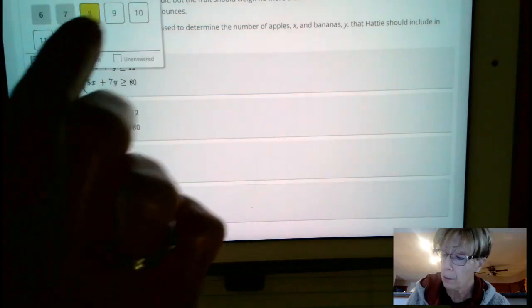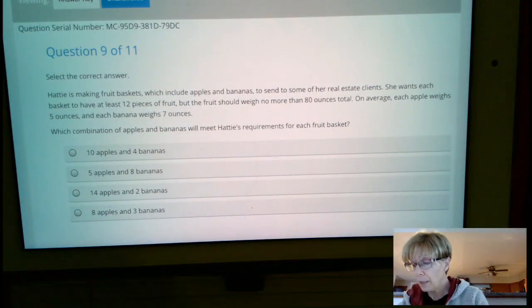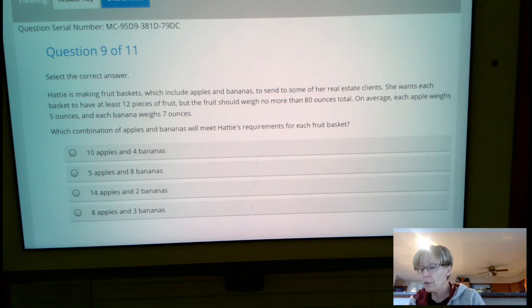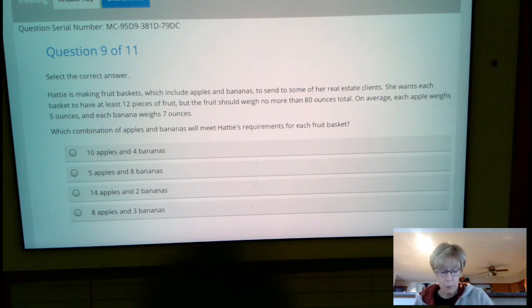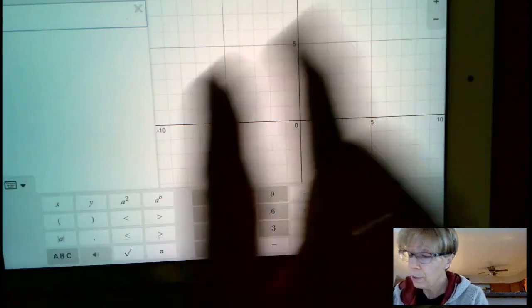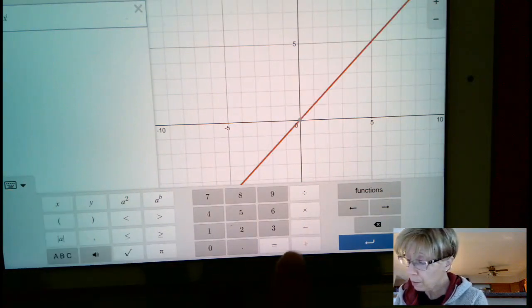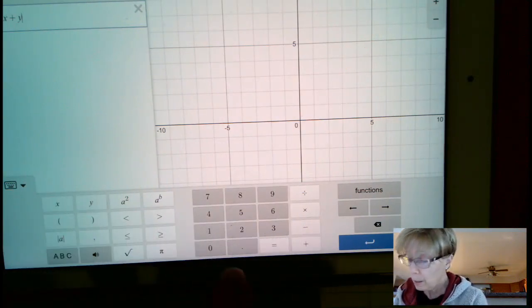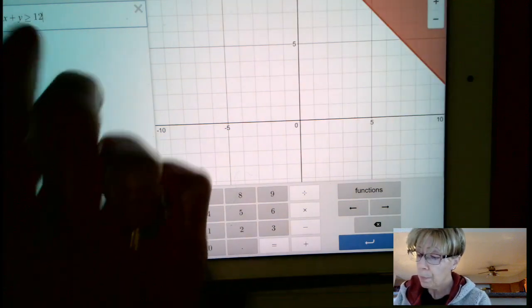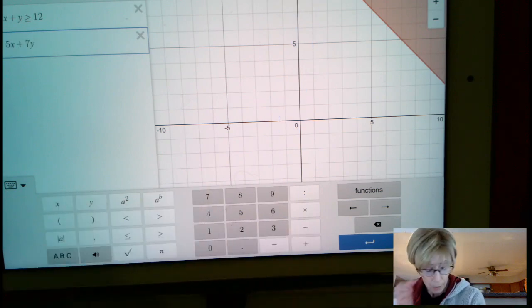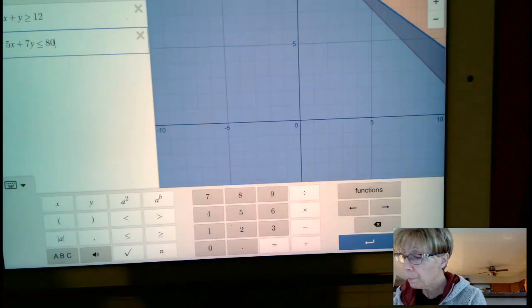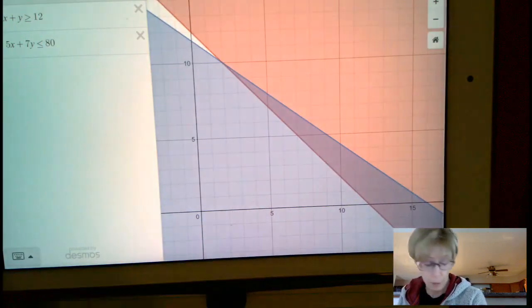But then if we look at the next problem, it's the same problem again, and it says which combination of apples and bananas will meet Hattie's requirements for each fruit basket. So now what we're going to do is take those values and type them into Desmos like we've done on previous problems. So if we come over here to Desmos and we type in x plus y is greater than or equal to 12, and our other equation is 5x plus 7y is less than or equal to 80, and then we can move this around a little bit.